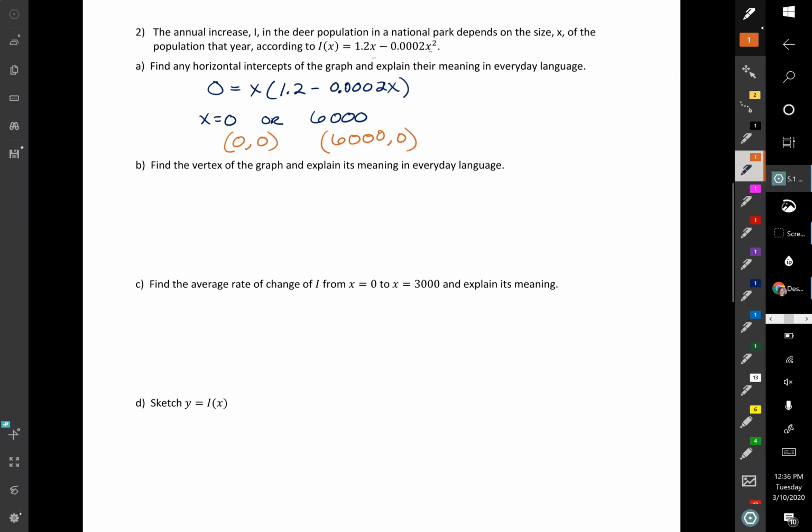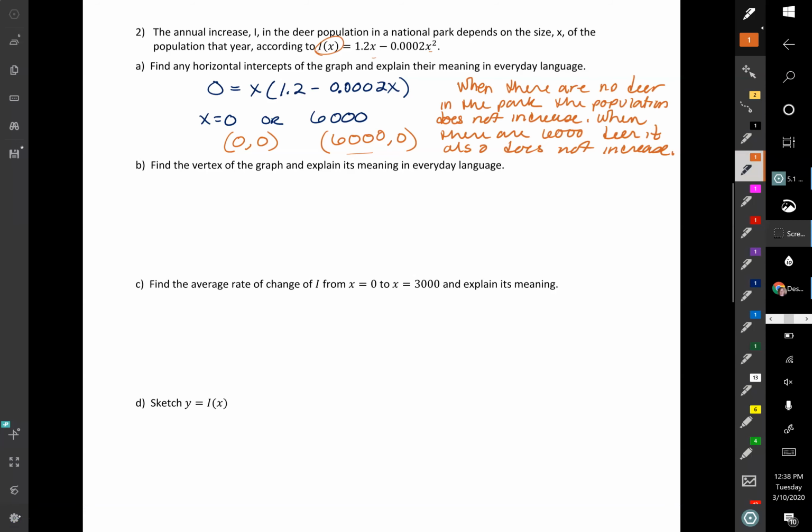So what this means is when there are no deer in the park, the population does not increase. When there are 6,000 deer in the park, the population also does not increase, because that's what I of x means. It's an increase. It's not a number of deer, it's how much it increases. So it's not how many actual deer, it's how much the increase was. Okay, so I'll write that out for you.